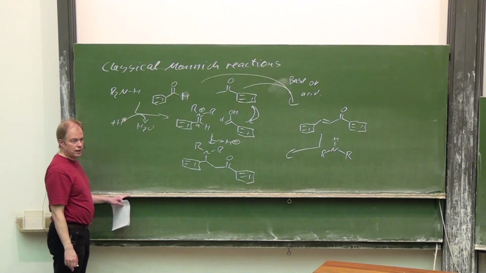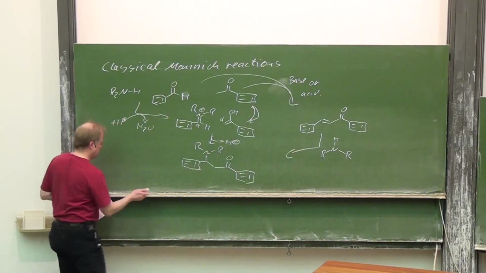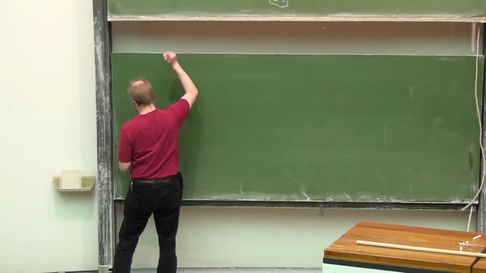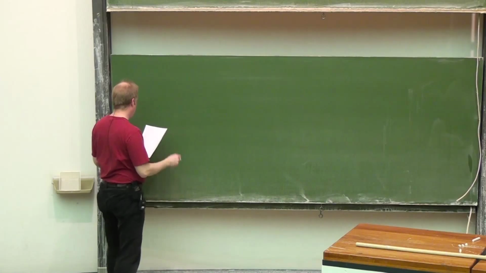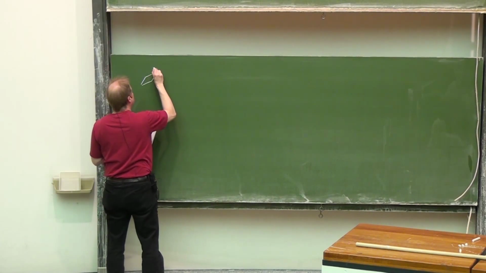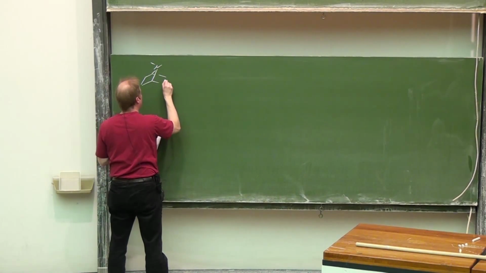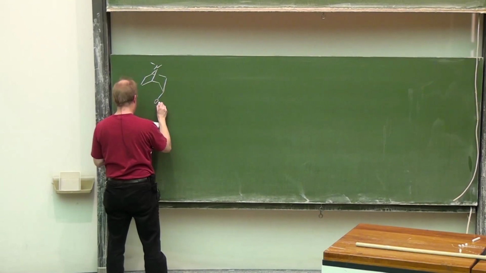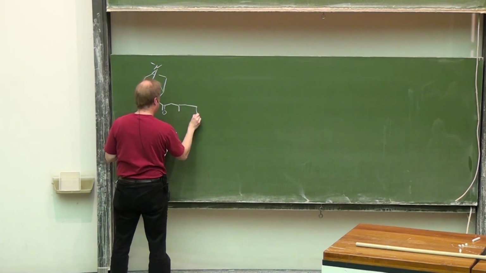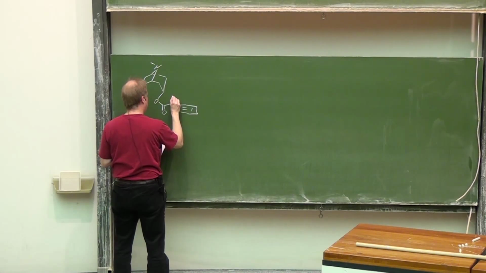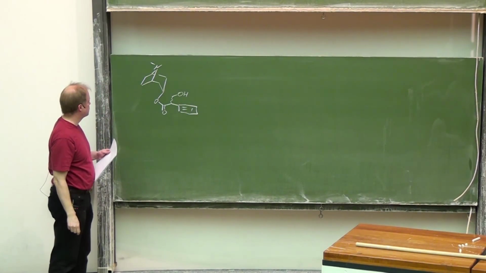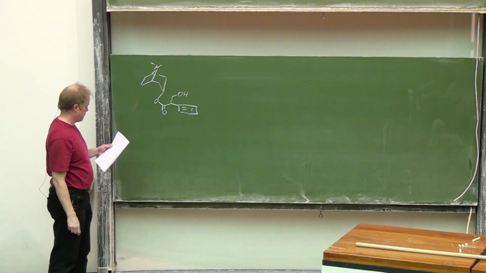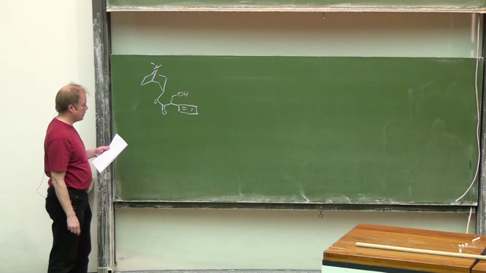So let's have a look at a very prominent example for a Mannich reaction. And this example has something to do with the synthesis of atropine. Here's the structure of this famous alkaloid. So, racemic atropine.